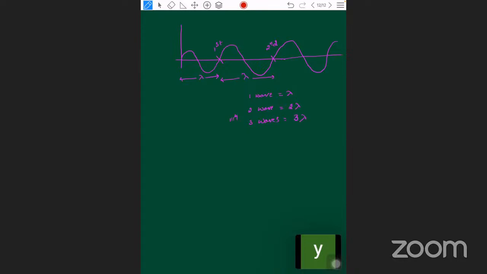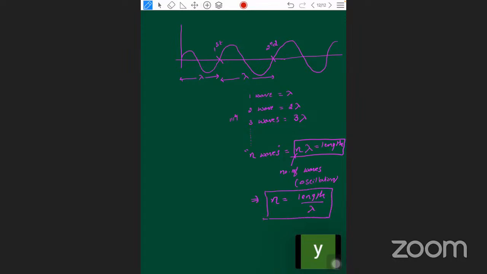3 lambda. So generally we can tell, if there are n number of waves, what is the total length? N times lambda. So the total length is n lambda, where n represents the number of waves. Number of waves is nothing but the number of oscillations it has covered. So from this, what is the formula for the number of oscillations or waves? It is length divided by the wavelength.